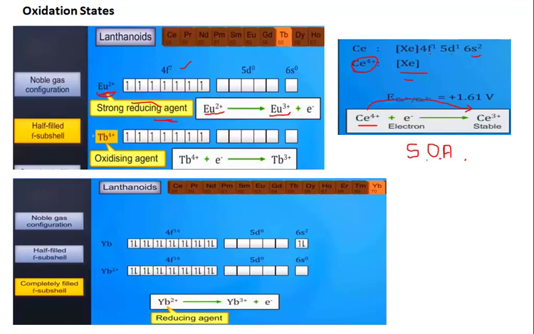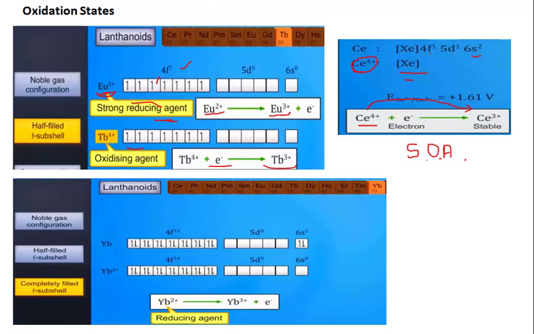For the terbium ion, the same. Terbium 4 positive again has 4f7 electronic configuration, a stable electronic configuration, but in order to show the +3 oxidation state, it will gain 1 electron and thereby will be converted into terbium 3 ion, and during this process it acts as a strong oxidizing agent. So these species have 4f7 electronic configuration, right?